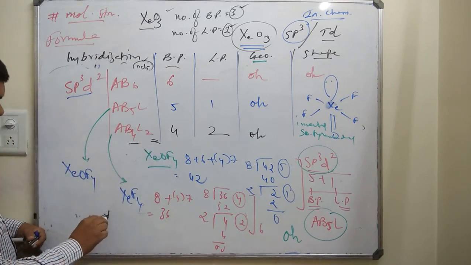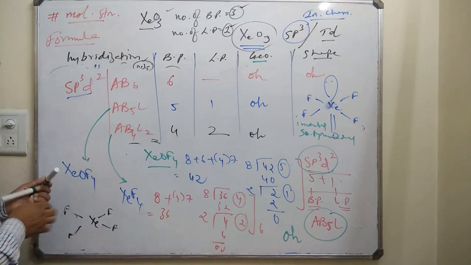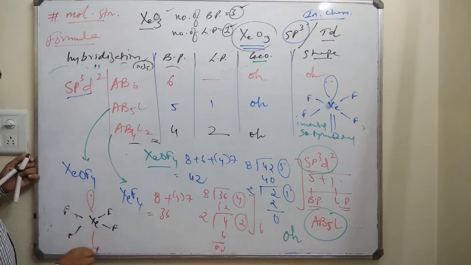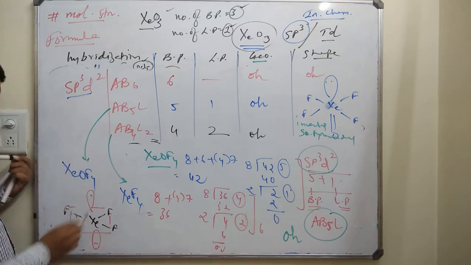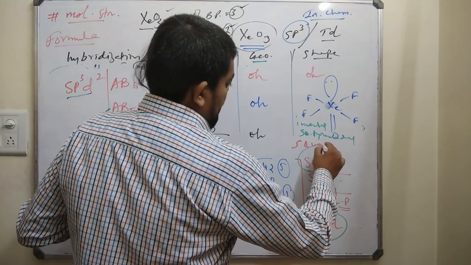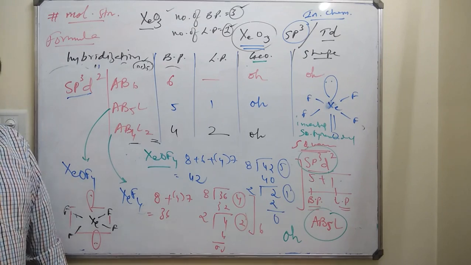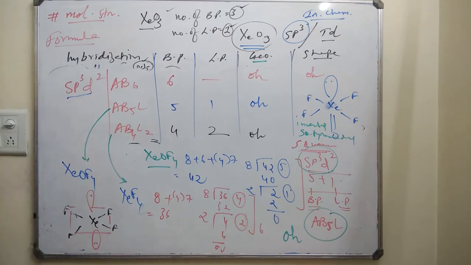Xenon in the center, F, F, F, F. 1 lone pair on the top, 1 lone pair at the bottom, both will cancel each other. You will only have XeF4, so it's a square shape. So friends, very important concept, that is sp3d, and we are done with this sp3d2. Sorry, it's not sp3d, it's sp3d2.